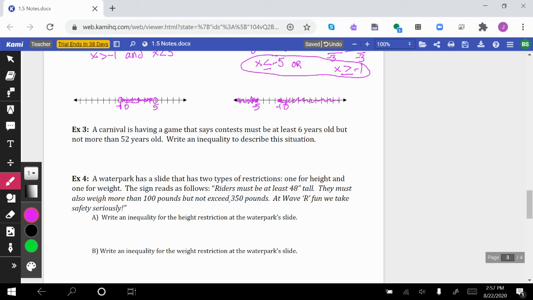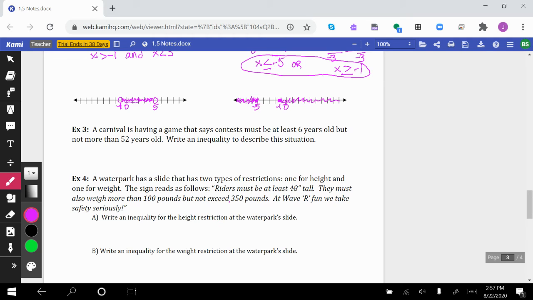Let's work through number 3 together because it's a word problem and we haven't done that yet. And then you'll do number 4 on your own. So number 3: a carnival is having a game that says contestants must be at least 6 years old, but not more than 52 years old. Write an inequality to describe this situation.